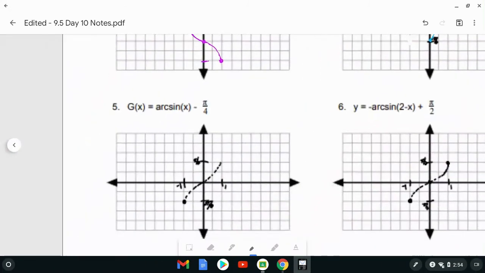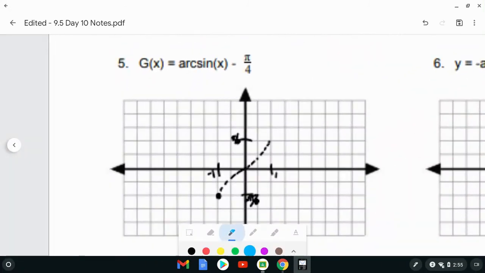Last 2 here. If we take a look at number 5, we're going to correct this a little bit because these are a little bit messy. Again, from writing it out in advance, they came out a little bit thicker.